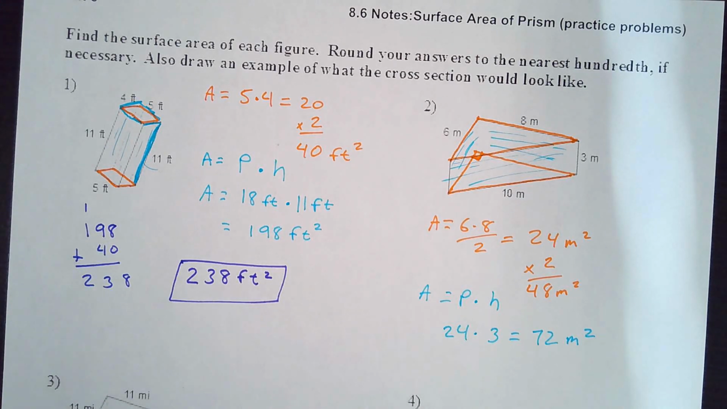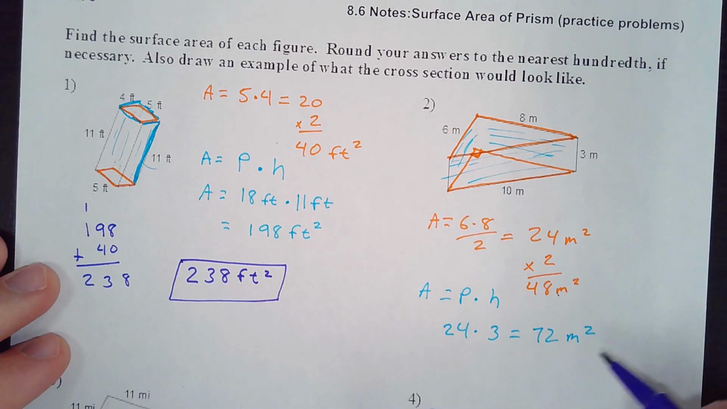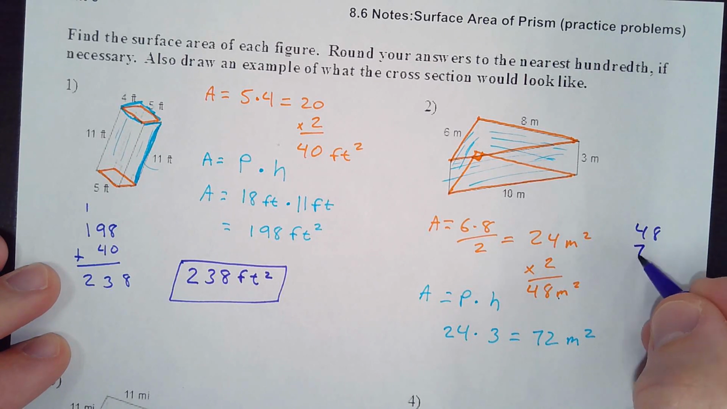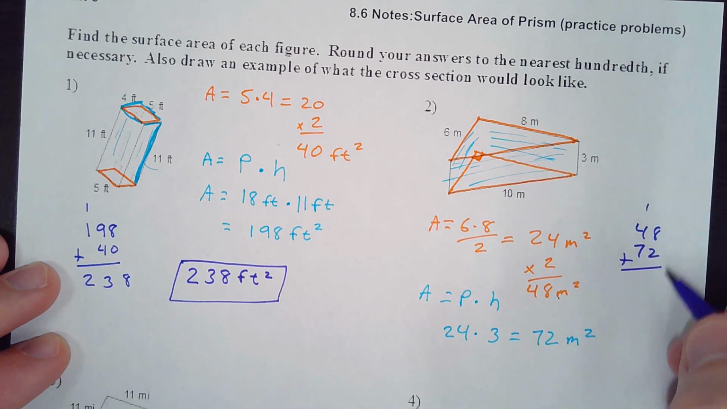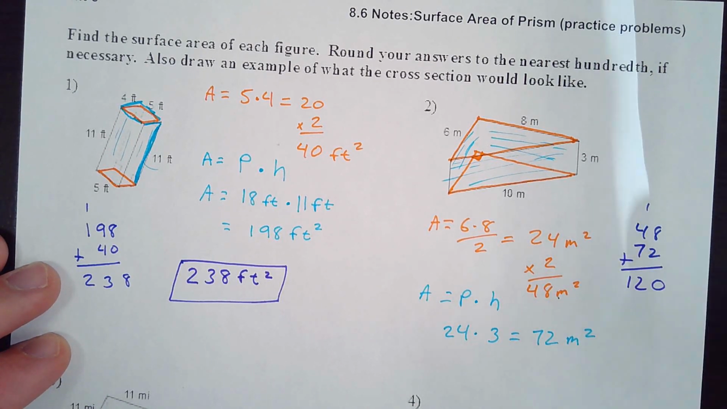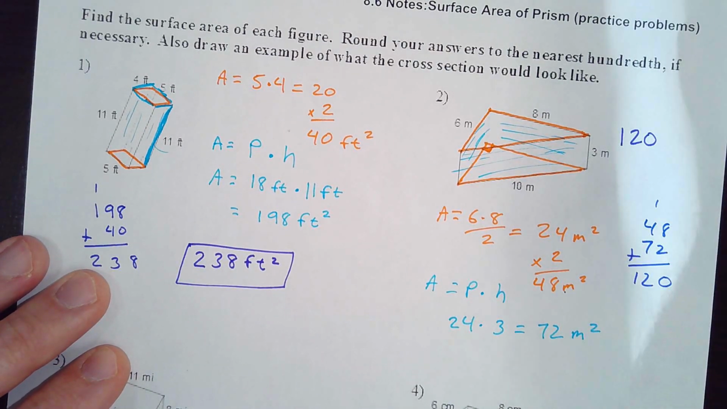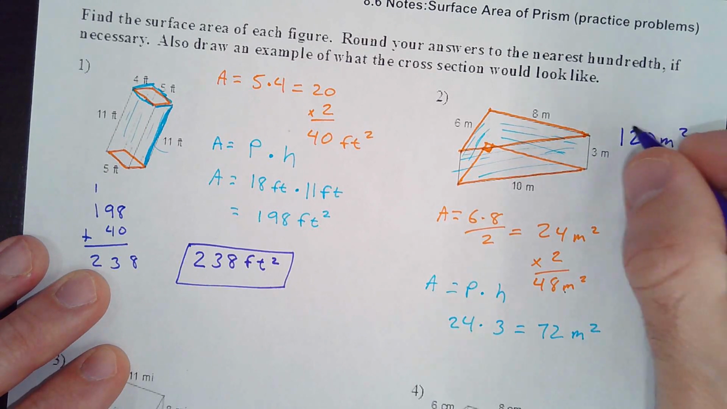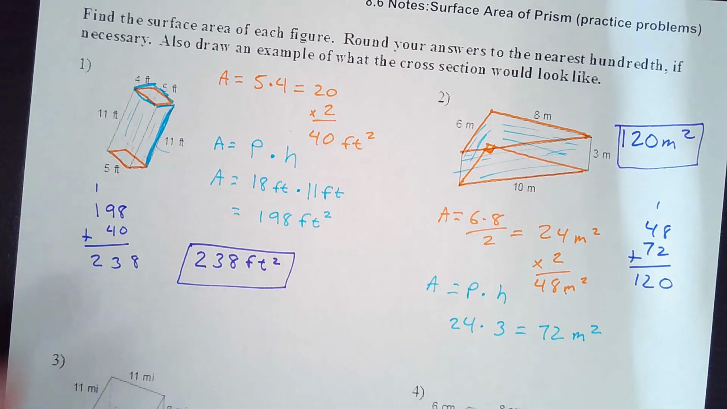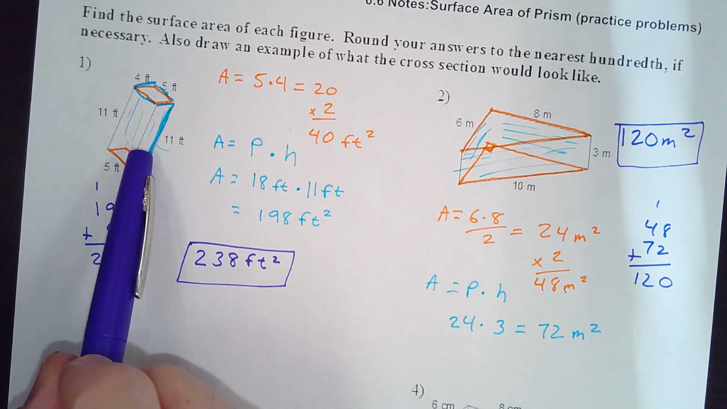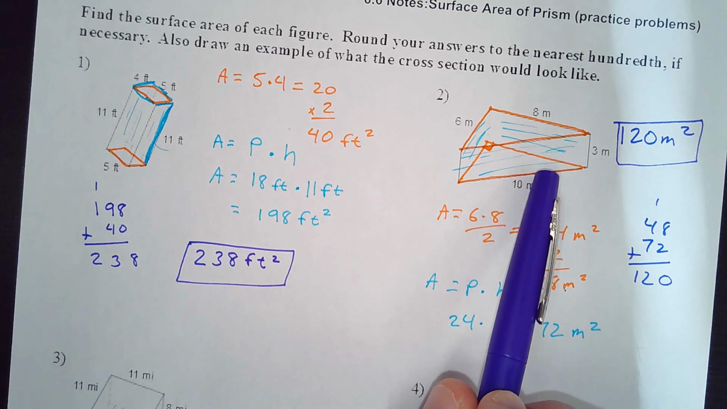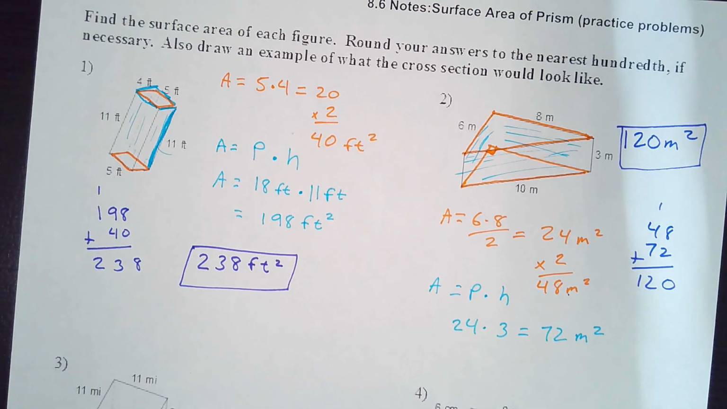Now what did we do to find the surface area of the whole thing? Add up the 2 parts. 48 plus 72, get 10 there, 11, 12. So our surface area of this thing is 120 meters squared. That's how we find the surface area of a prism. We did rectangular prisms. We did a triangular prism. And that's all we're doing for today.